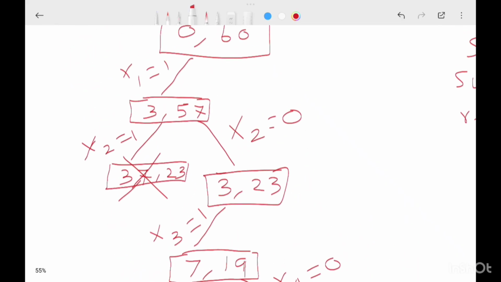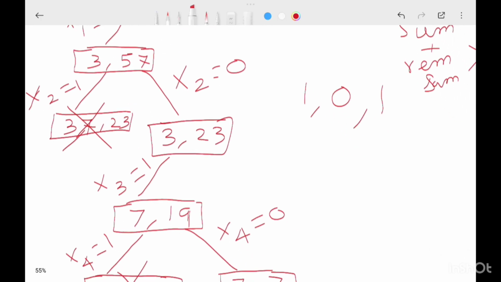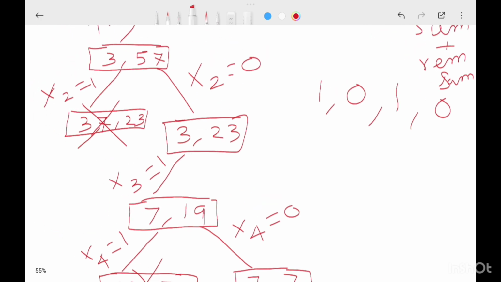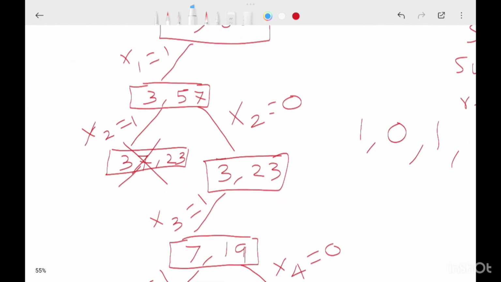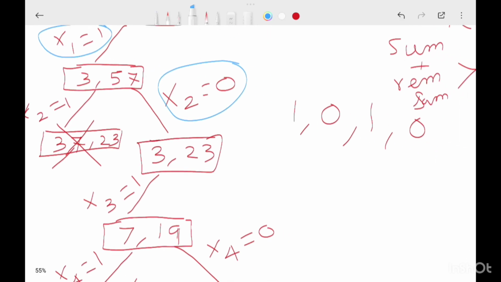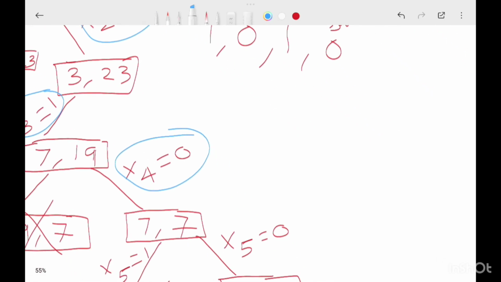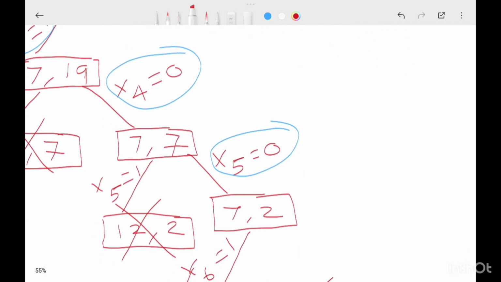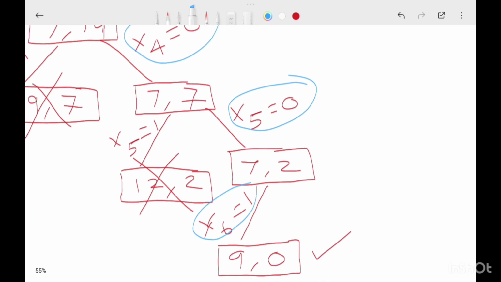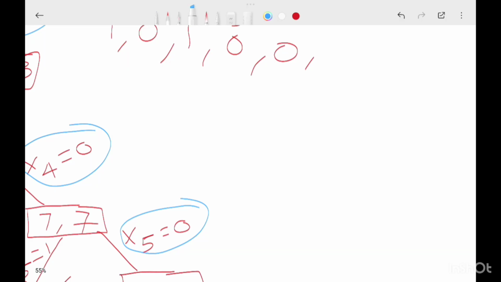For reaching this solution state, I am using the x1 value is 1, x2 value is 0, x3 value is 1, and x4 value is 0, and then the x5 value is 0. And finally, the x6 value is 1.